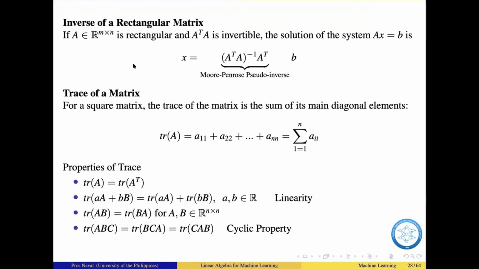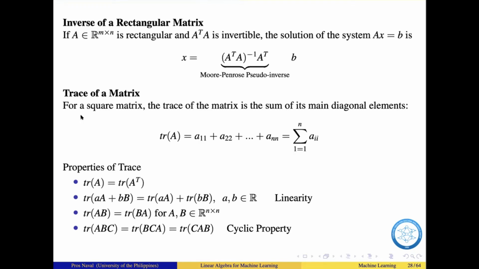Inverse of a rectangular matrix. So if A is a rectangular matrix of dimensions m by n, and A transpose A is invertible, the solution of the system of equations is x equals (A transpose A) inverse A transpose times B. So this quantity here is the pseudo inverse, the Moore-Penrose pseudo inverse.